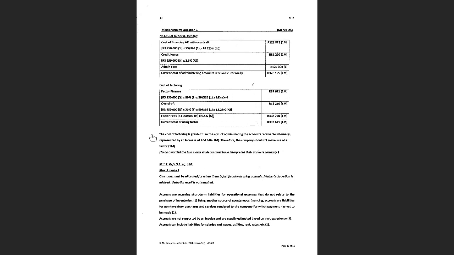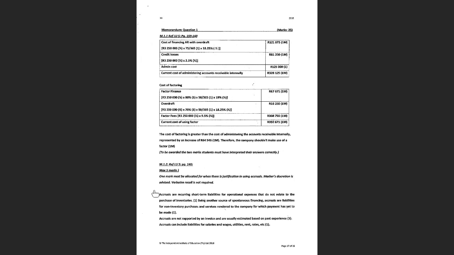So take note also for those 2 marks exactly what they awarded them to. There's 1 mark for saying the cost of factoring is greater than the cost of administering the accounts receivable internally, because there is an increase of 64,546. 1 mark for stating that. And then there's 1 mark for saying, therefore, the company should not factor their accounts. Don't just put the little thing at the bottom here that says, no, don't factor. You are expected to interpret the answer and then give a conclusion. That's important.